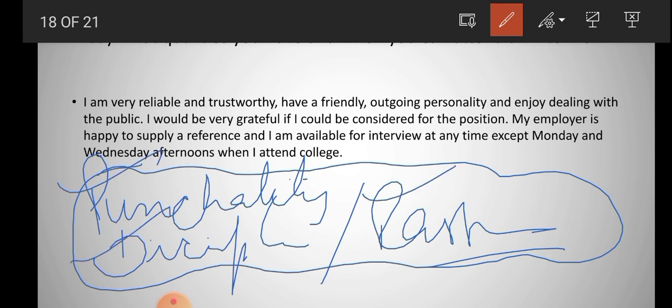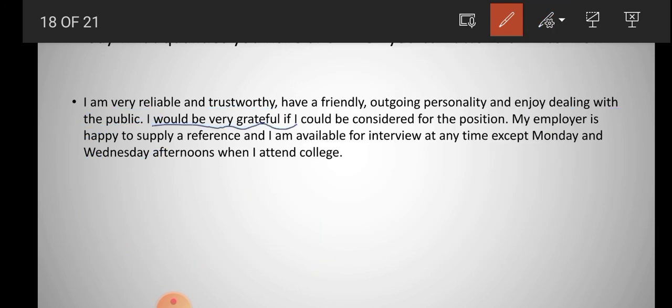So instead of writing these types of qualities, you should focus on qualities which correlate with your work. Like here: trustworthy, friendly, enjoy dealing with the public, outgoing personality. These are the qualities which correlate with that job. So you can't just write down any qualities which you have memorized. Okay, then "I would be very grateful if I could be considered for the position." Again, it's a very good way of writing because it shows politeness.